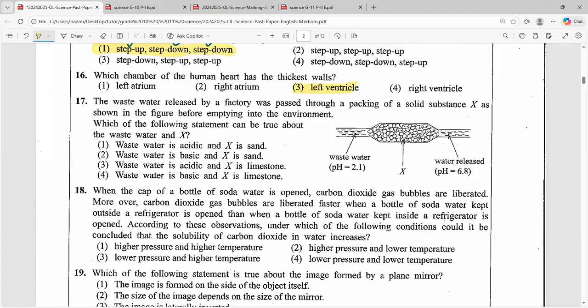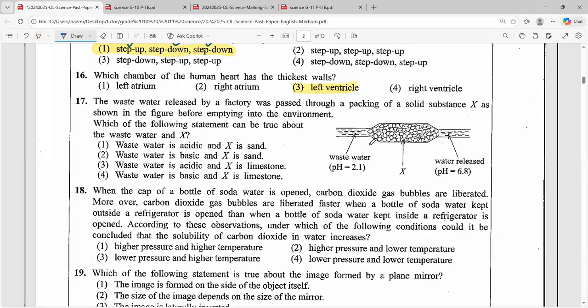17. The wastewater released by a factory was passed through a packing of solid substance X as shown in the figure before emptying into the environment. Which of the following statements can be true about the wastewater and X? So wastewater, what's the pH? 2.1. Acidic or basic? Less than 7 is acidic. Remember that. More than 7 is basic. 7 is neutral.